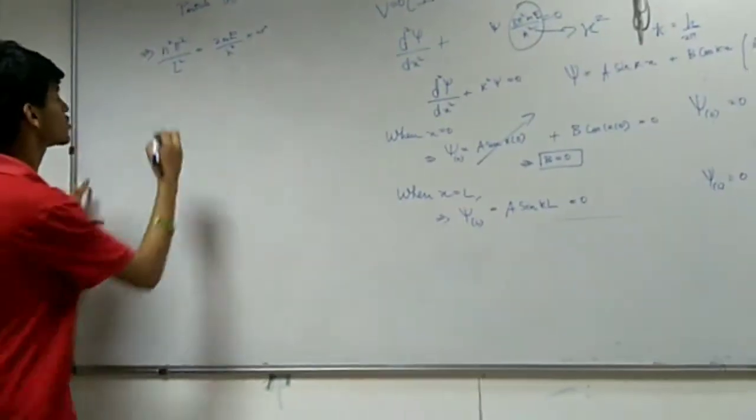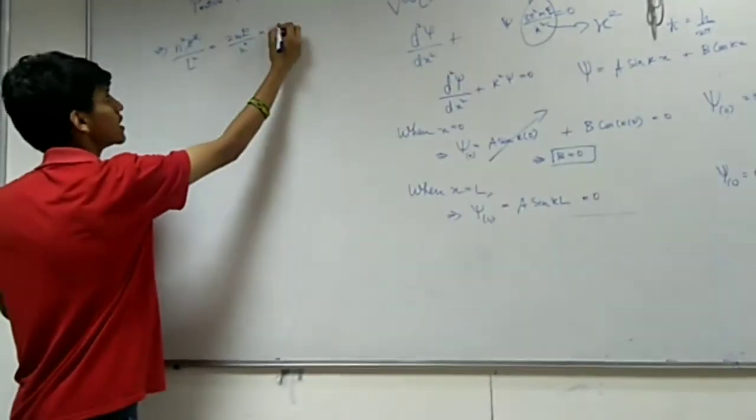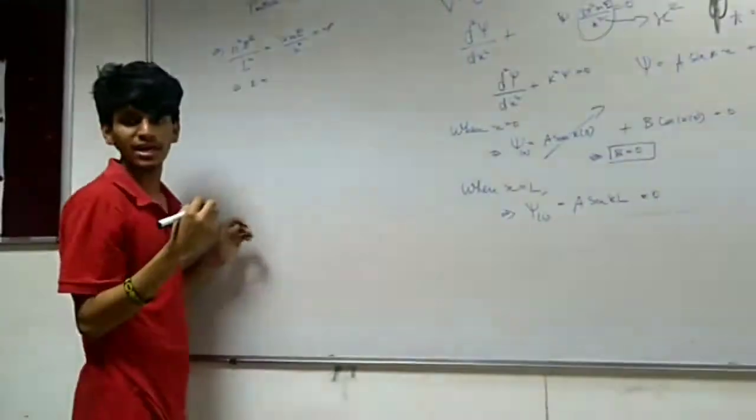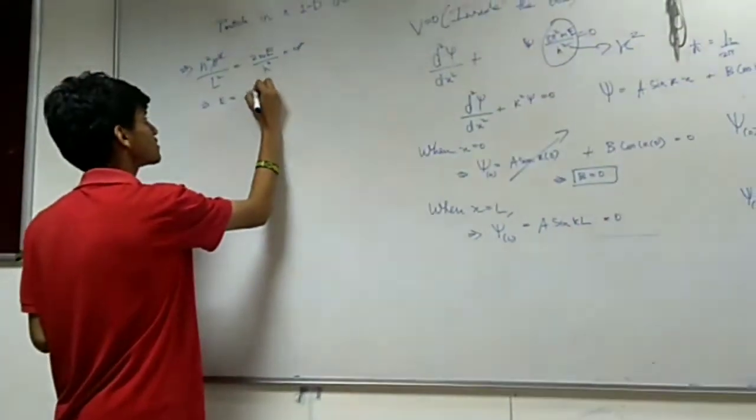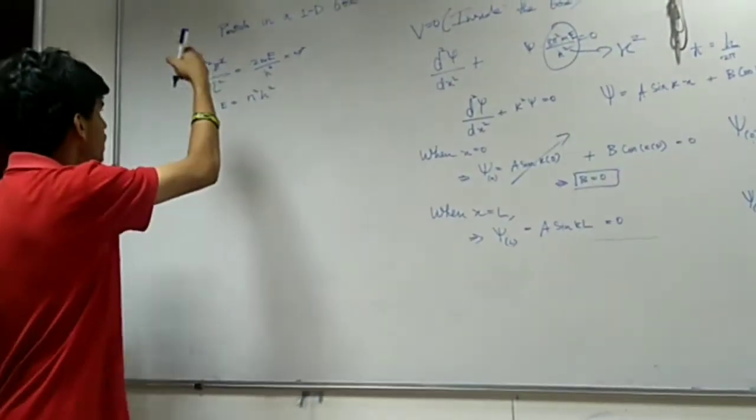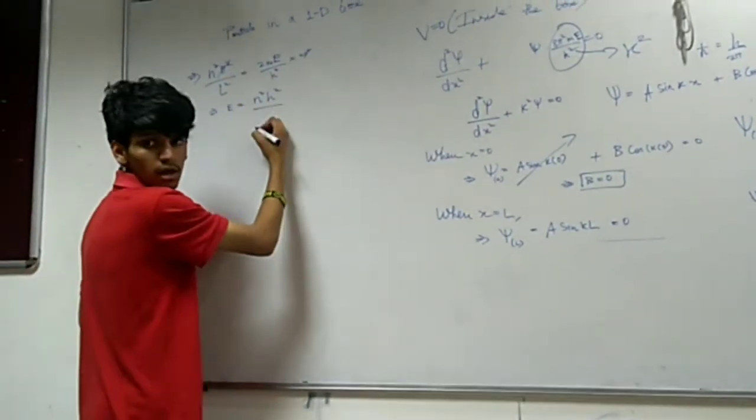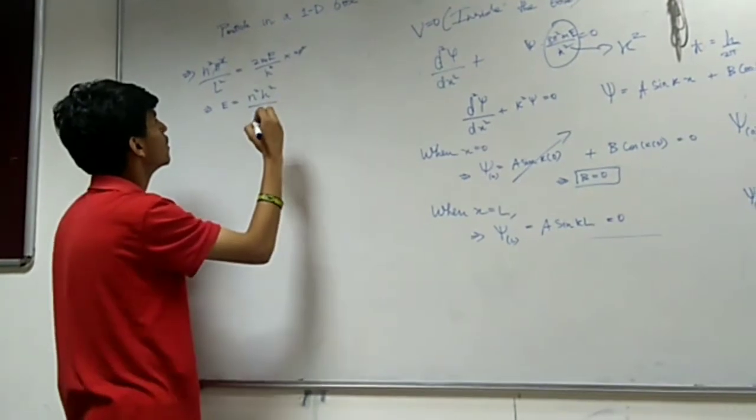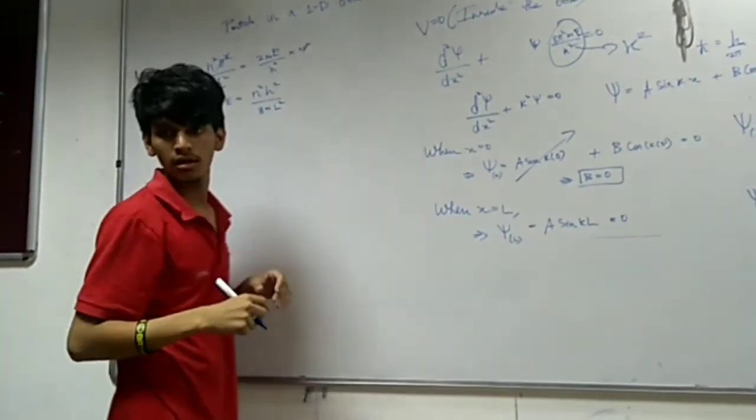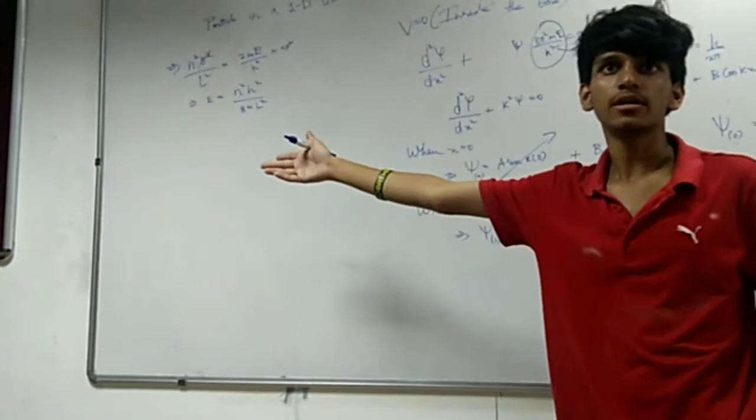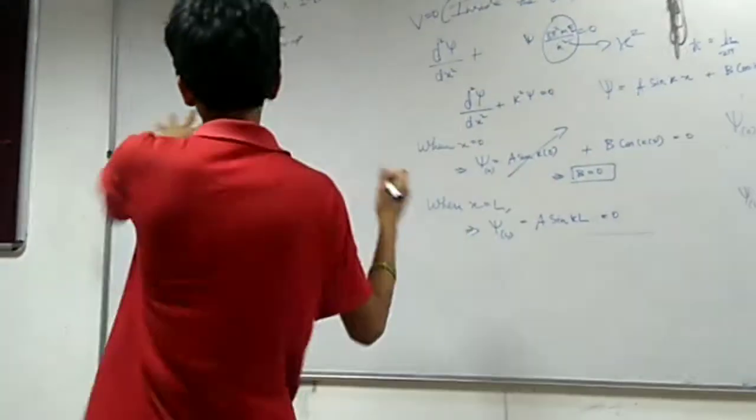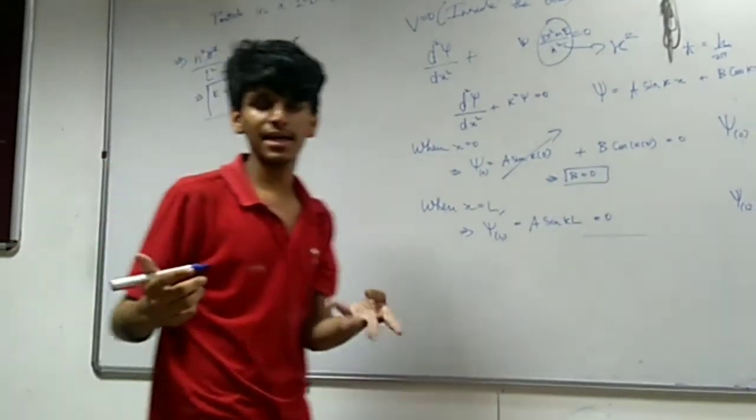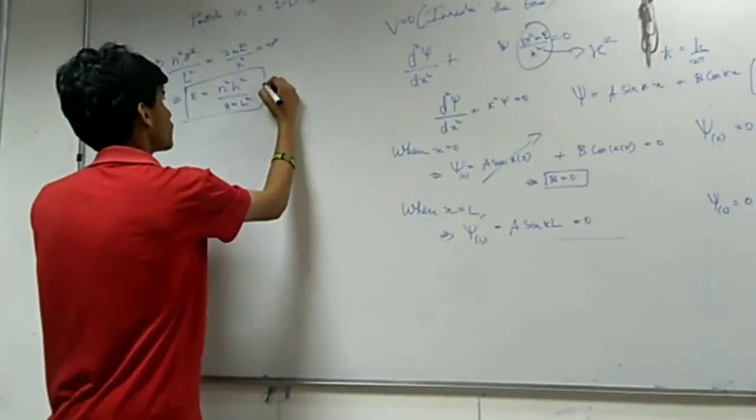On further solving this, you can cancel the π² and π². Basically on solving it, we get the value of E to come out as n²h²/8mL². This is called an eigenvalue.